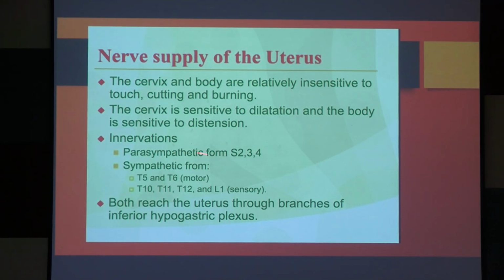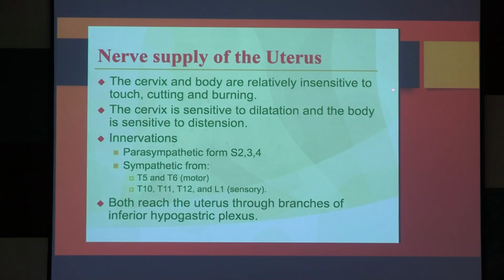So during labor pain, the patient feels the labor pain at the back because of the sensory supply from the cervix, S2, 3, 4. Both the uterus and cervix have branches communicating with the hypogastric plexus, and from there the supply is done.